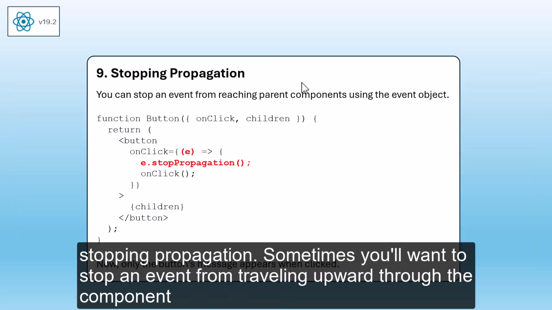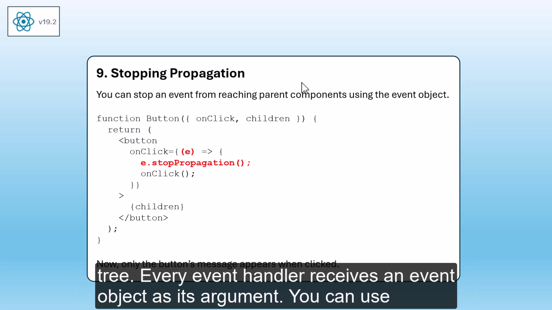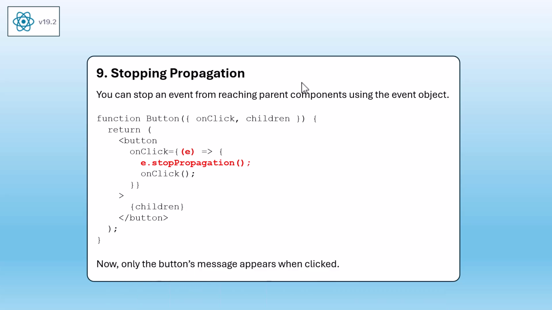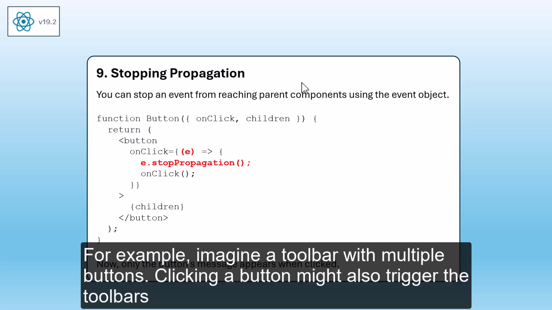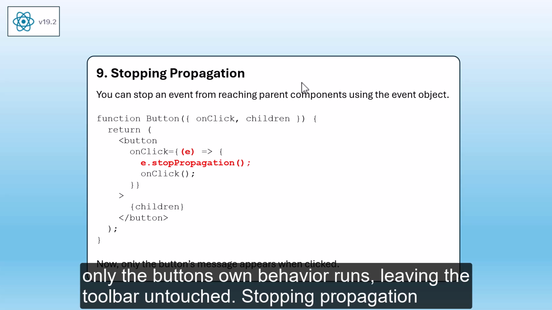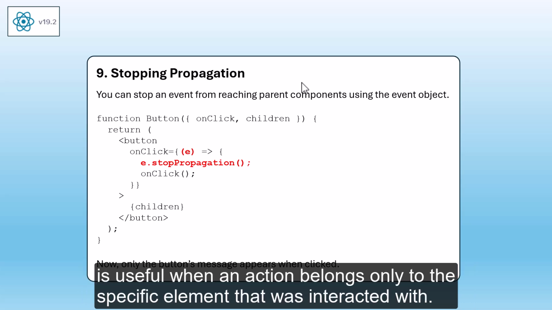9. Stopping propagation. Sometimes, you'll want to stop an event from traveling upward through the component tree. Every event handler receives an event object as its argument. You can use this object to stop propagation. Doing so prevents the event from reaching parent elements. For example, imagine a toolbar with multiple buttons. Clicking a button might also trigger the toolbar's event, resulting in multiple messages. By stopping propagation inside the button's handler, only the button's own behavior runs, leaving the toolbar untouched. Stopping propagation is useful when an action belongs only to the specific element that was interacted with.